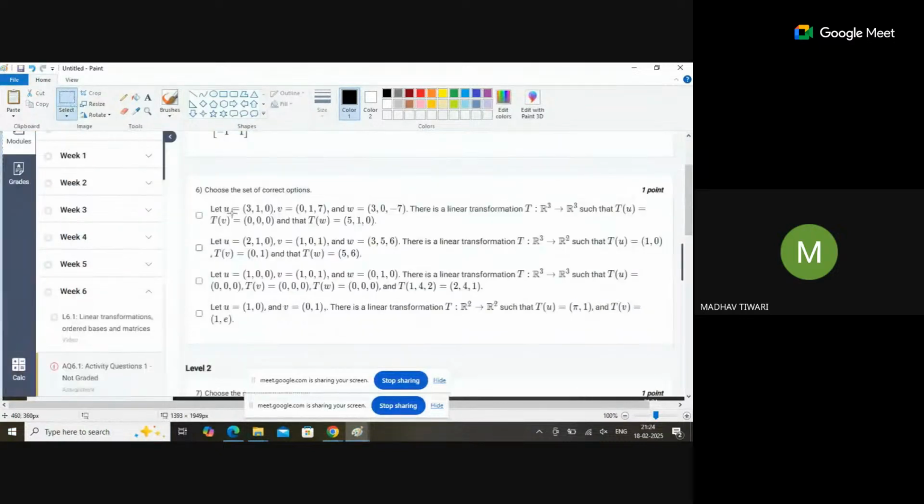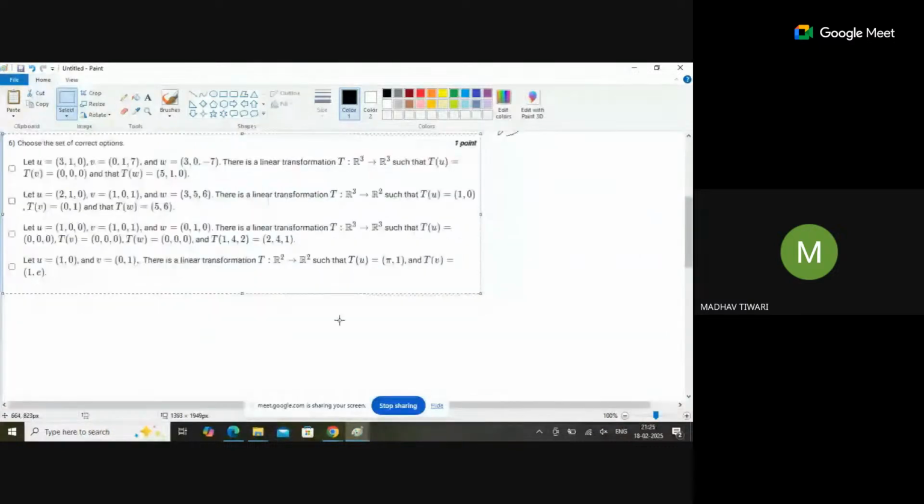So let me explain all the options correctly. Okay, so here it is. So why is it wrong? Because if you look here, what is given here? U is this and V is this. If you look, W is nothing but U minus V. If I am not wrong, right? So the transformation of W will be the transformation of U minus V.